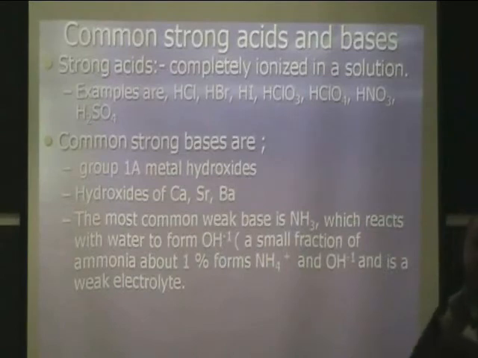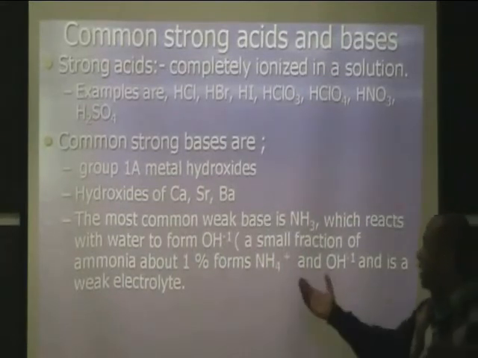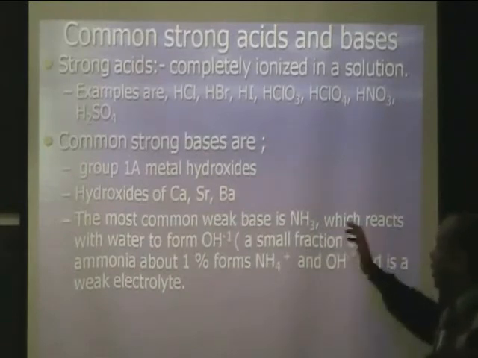Ammonia is a gas, but ammonia reacts with water. It gives you ammonium hydroxide when ammonia reacts with water.